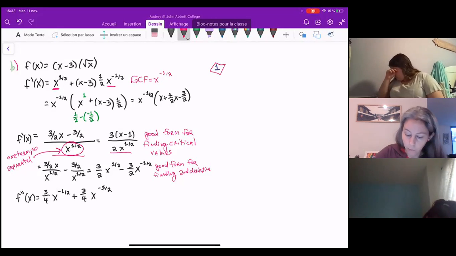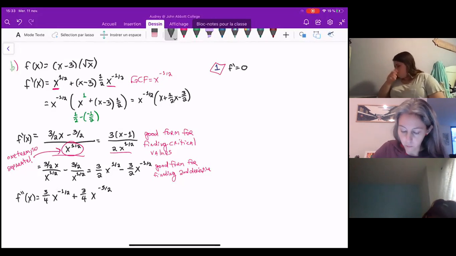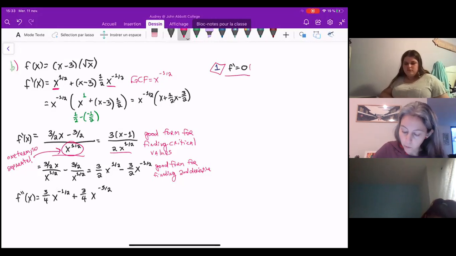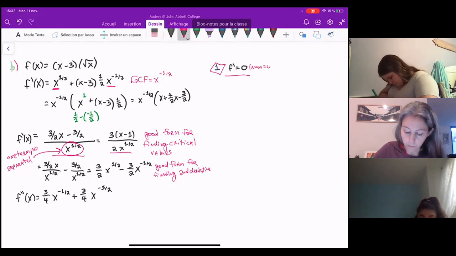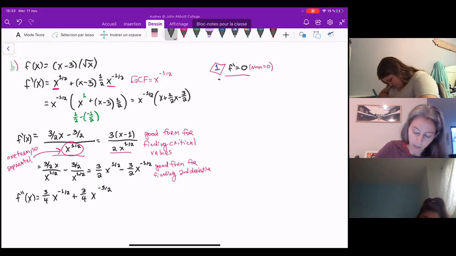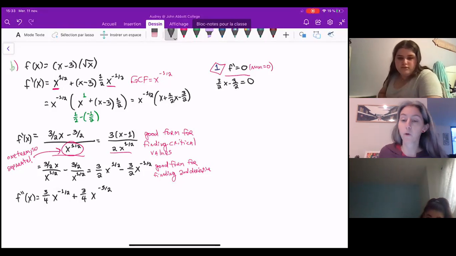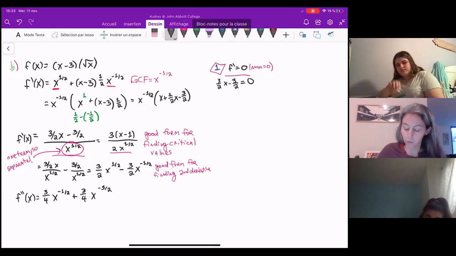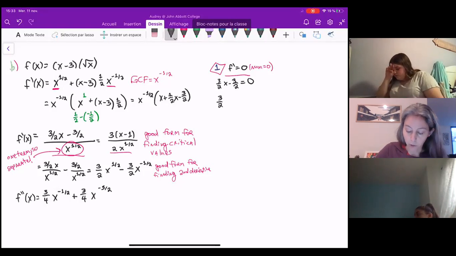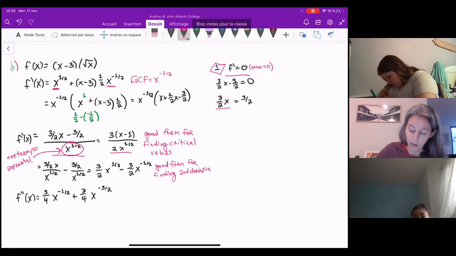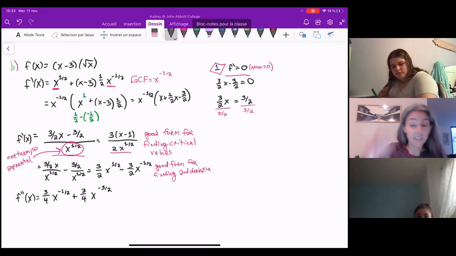So then we want to start by setting f prime equal to 0. We know that we only care about the numerator. So I'm going to keep it like this since I imagine this is where most of you guys would end up. 3 over 2x minus 3 over 2 is equal to 0. So that gives me 3 over 2x is equal to 3 over 2. And then I can just divide by 3 over 2, which is the same thing as multiplication by 2/3 to get x equals 1.